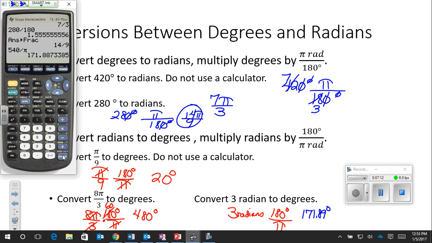Which makes sense, right? This was something less than 180 degrees, because it was less than pi radians, so 171.89 makes sense. Reasonable. Questions on these? Okay. All right, next.